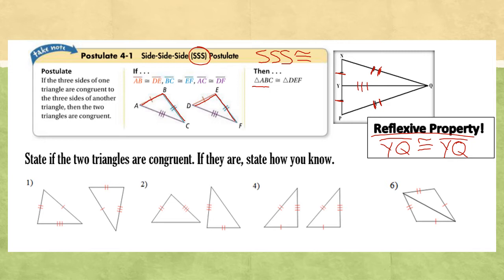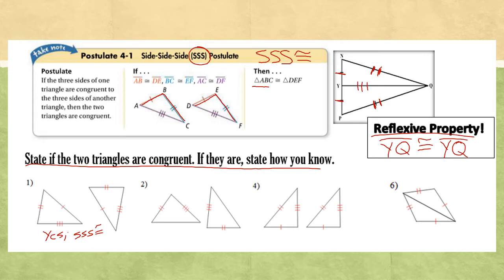All right, so looking at our three examples here. State if the two triangles are congruent. If they are, state how you know. So number one, again, we really only know side. We're going to learn the other three here in a little bit. But this is yes, because of side congruence. Okay, so again, we have a single, we have a double, we have a triple.